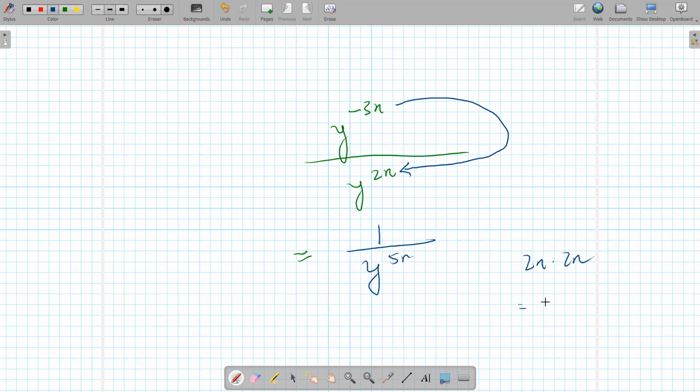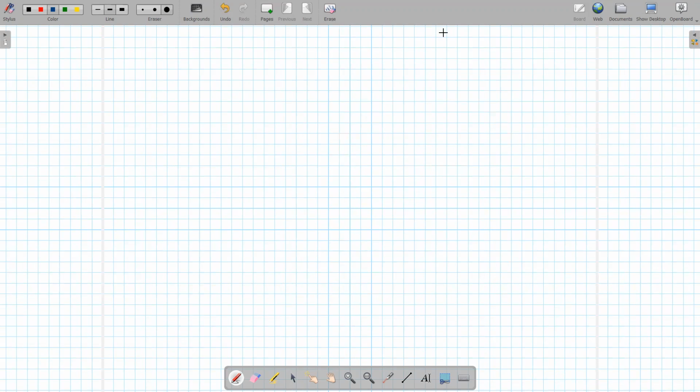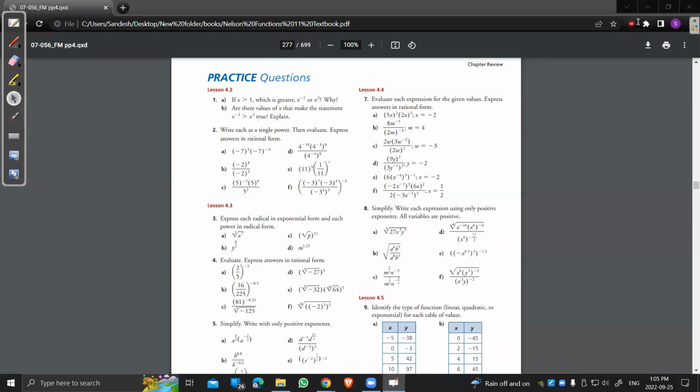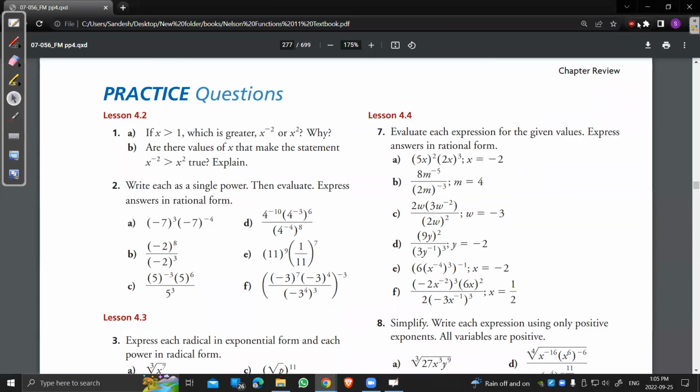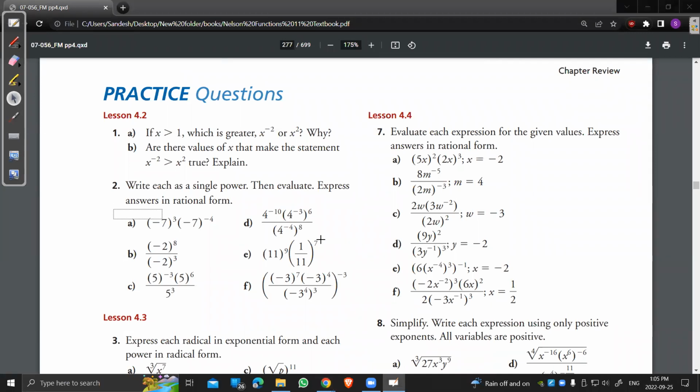Is it just 2n squared? So you want to multiply the number with the number, the letter with the letter. What's 2 times 2? Well, that's a 4. That's a 4n squared, okay? So this is as hard as it gets in terms of the actual mathematical operations. But it's a little bit more difficult than that because there's going to be a lot of different things involved.